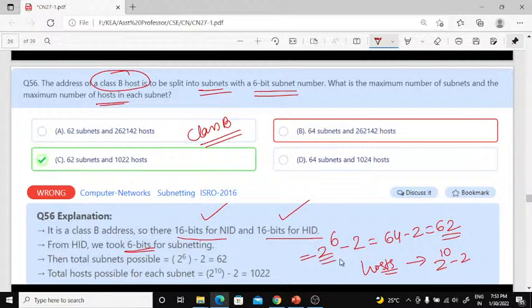6 is for the subnet. Total subnets possible is 2 raised to 6 minus 2. And for the host the remaining is 10. So 2 raised to 10 minus 2, 1022. So 62 subnets and 1022 hosts.